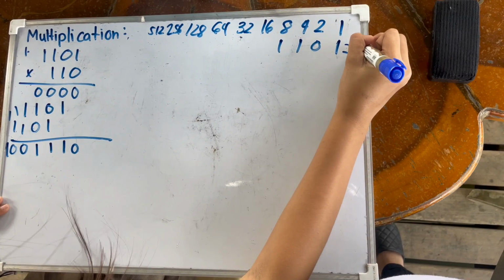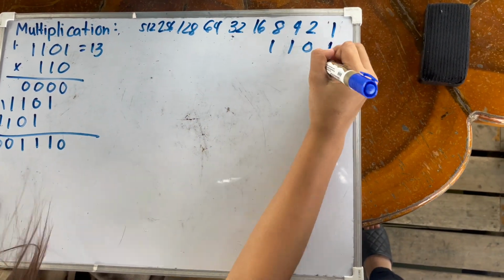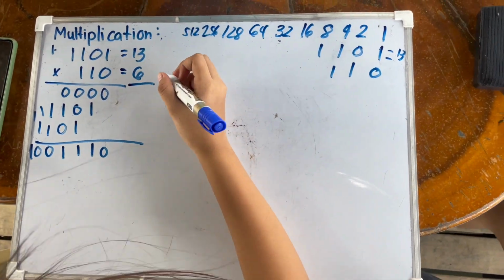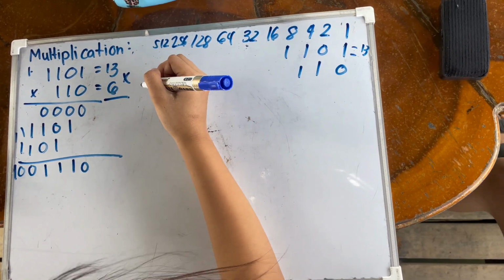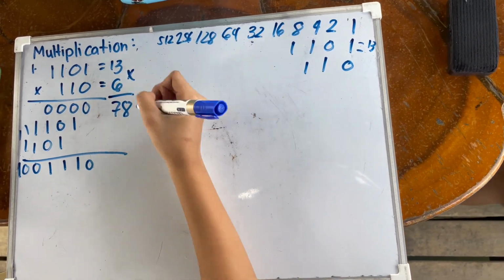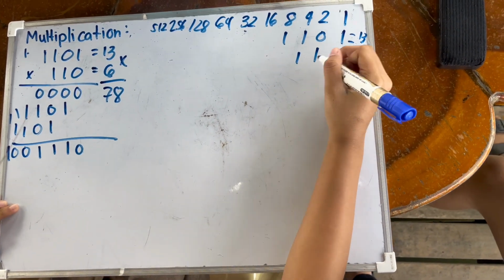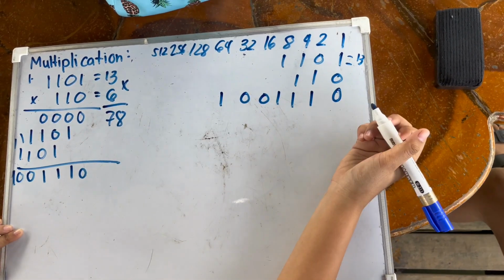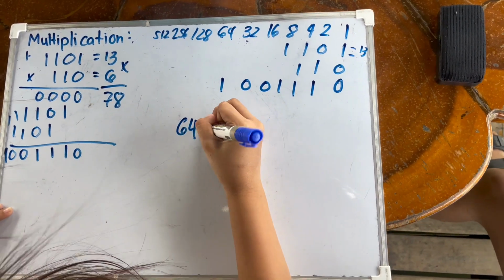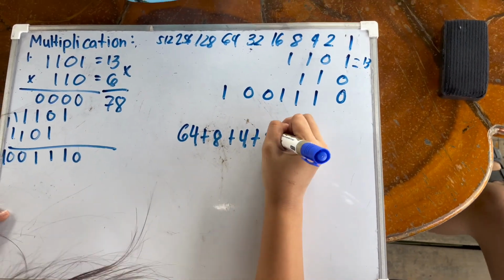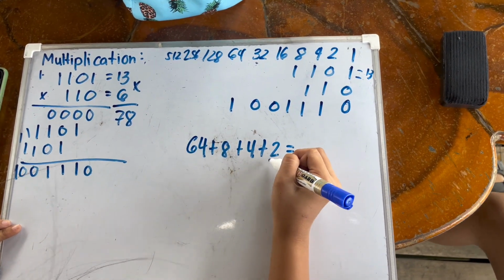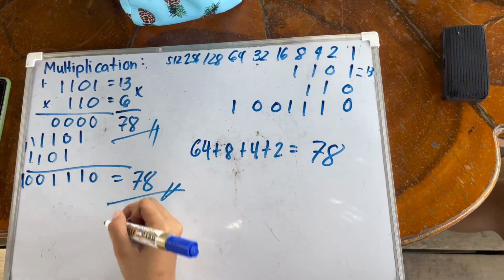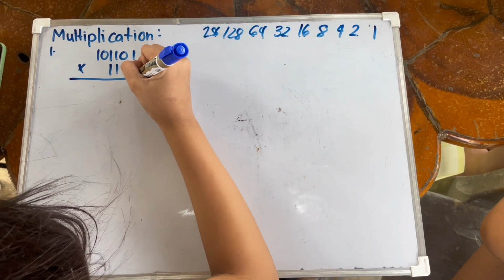Let's start with the multiplicand, which is 1101. It is equal to 13, and the multiplier 110 is equal to 6. 13 multiplied by 6 is 78, and if we convert our product to decimal, 1001110, we'll get 64 plus 8 plus 4 plus 2, and if you add them all together, you get 78, which corresponds to the decimal one.